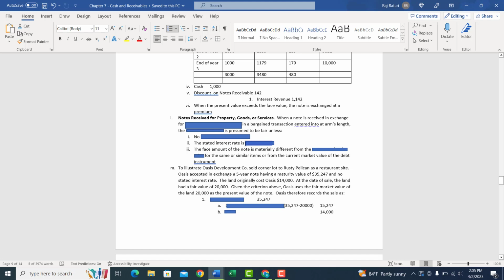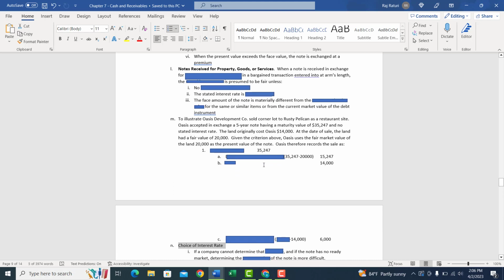Or the stated interest rate is unreasonable. The face value of the note is materially different from the cash sales price for the same or similar items, or from the current market value of the instruments. So the face value of the note would have to be materially different.